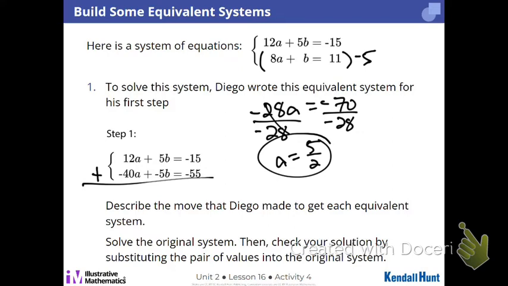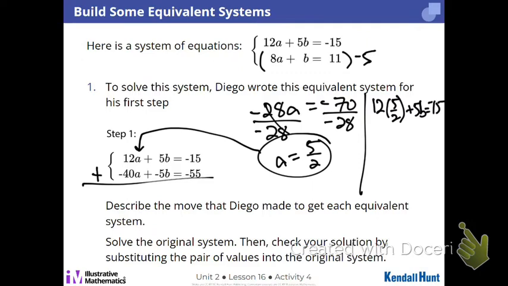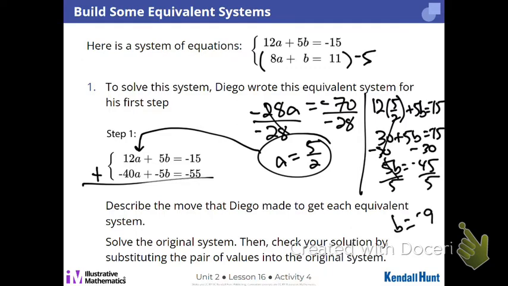Then, how do I find b? You just substitute a. Substitution. So 12 times 5 halves plus 5b equals negative 15. 30 plus 5b is negative 15. Subtract 30. And that means b has to be negative 9.